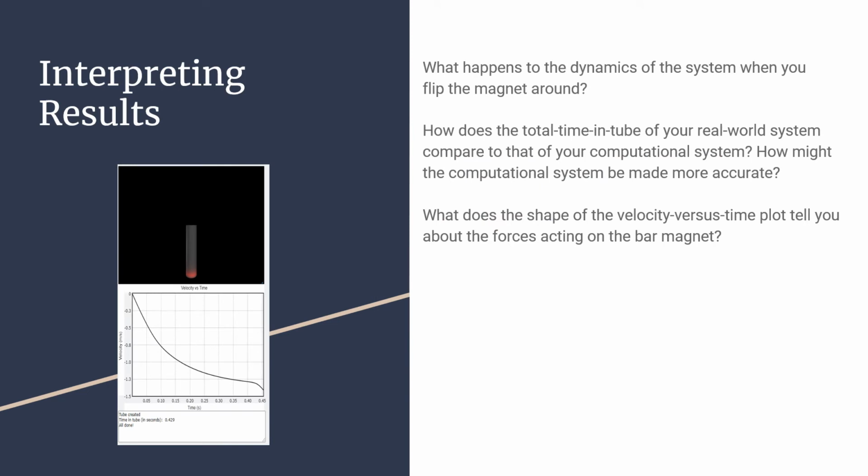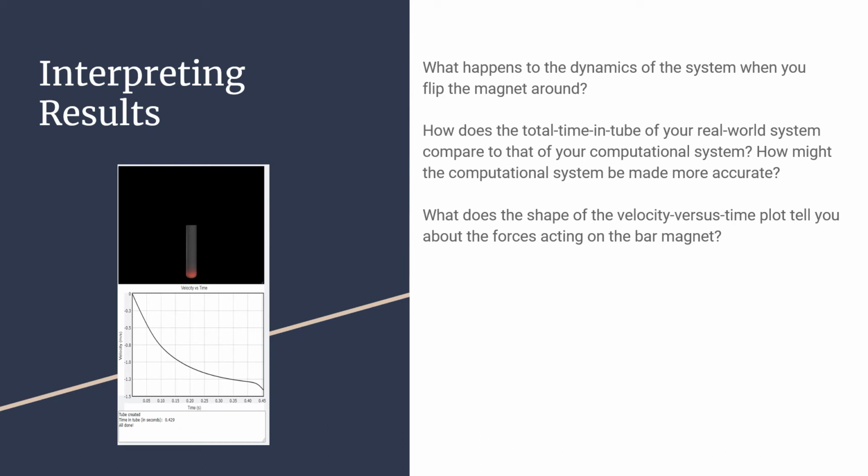Now I'll answer a few questions about the computational model that were posed in the assignment description. First, what happens to the dynamics of the system when you flip the magnet around? Well, if you flip the magnet around, the magnetic field lines will be pointing the opposite direction, because they always point from north to south, but if you flip it around, they go in the opposite direction. So the magnet will experience a force downwards instead of upwards and will actually go through the tube faster.